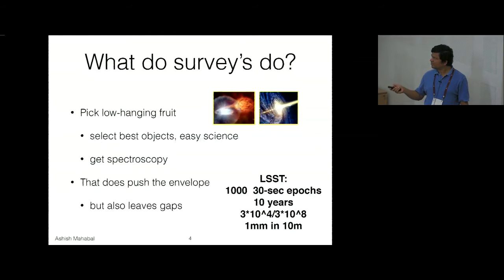Many surveys then do a little bit of spectroscopic follow-up. This is great. You get to know what those specific kinds of objects are, and that does push the envelope, but it also leaves a large number of gaps because you cannot do spectroscopy for more than a few objects.